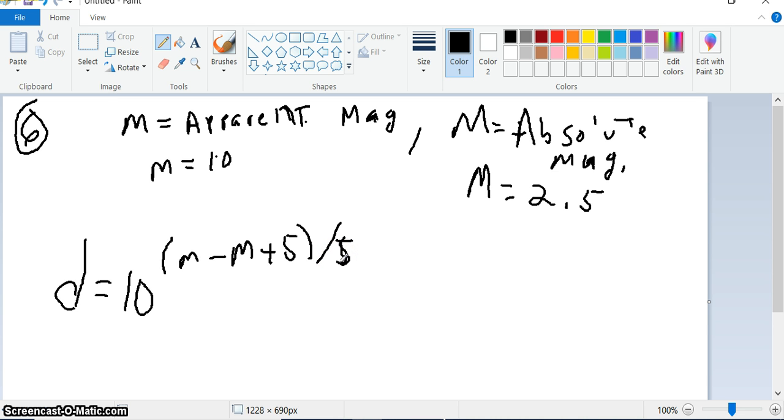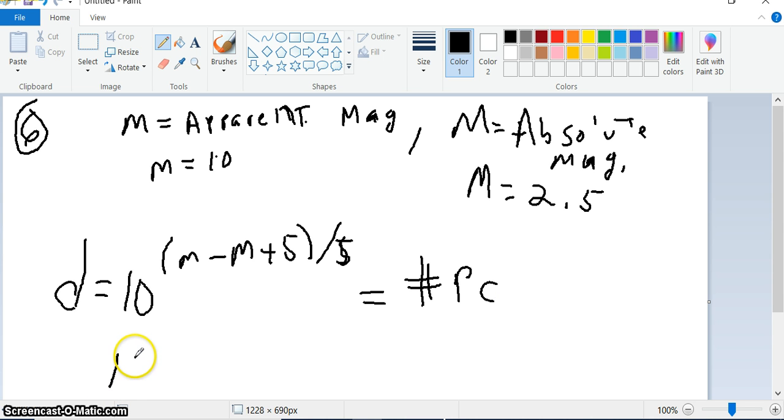And so that will be the answer. It'll give you some number of parsecs. The answer will be in parsecs. All right, so that's how this works. Here, let's set this up. Remember, little m is 10, capital M is 2.5, so it's pretty simple.